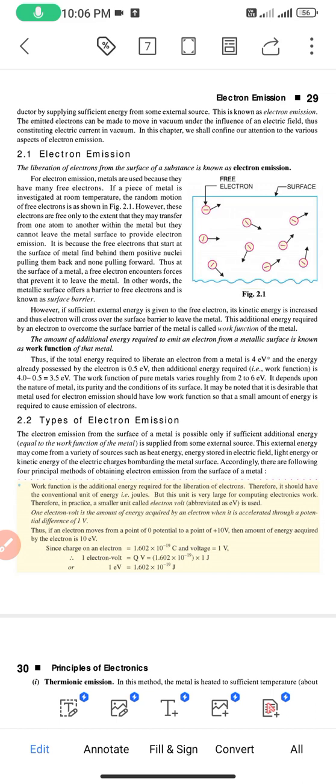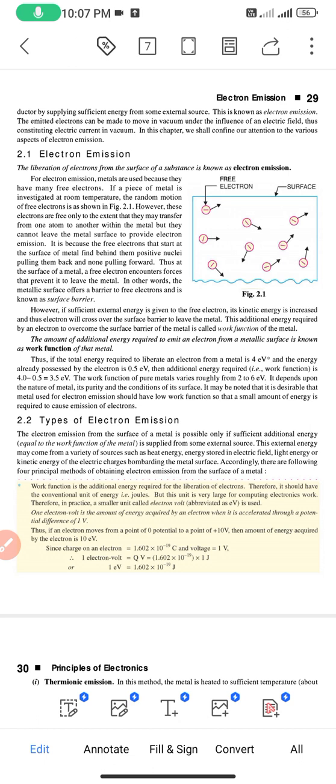The amount of additional energy required to emit an electron from a metallic surface is known as the work function of that material. Thus, if the total energy required to liberate an electron from a metal is 4 electron volt and the energy already possessed by the electron is 0.5 electron volt, then the additional energy required, also called the work function, is 4.0 minus 0.5, equal to 3.5 electron volt.